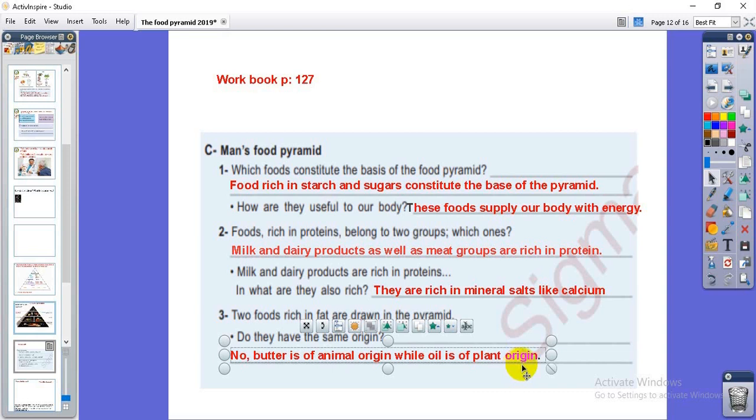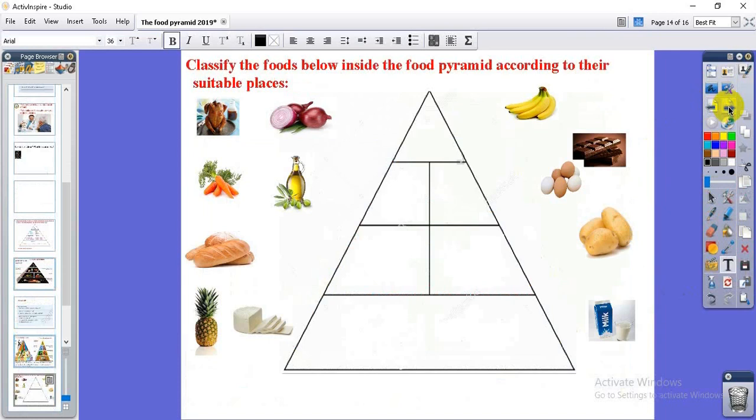Now let's continue explaining our lesson about the food pyramid. Now, this is an application for you. I know that you do not have the ability to drag them with me, but you can do something here. You can, on the drawing, write the names of the foods in their suitable place. I'll give you some time and then we will solve it together.